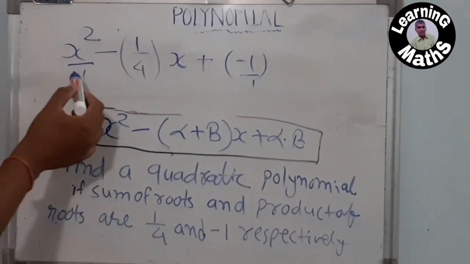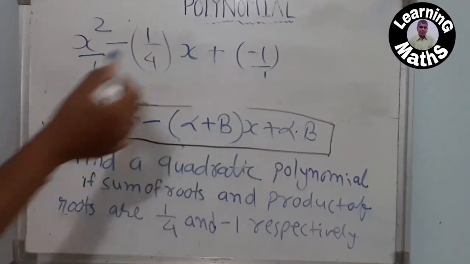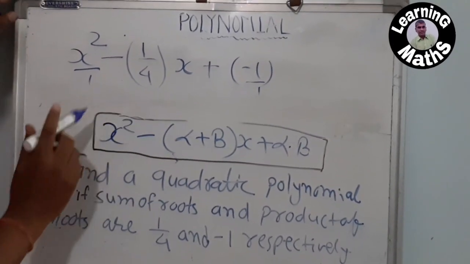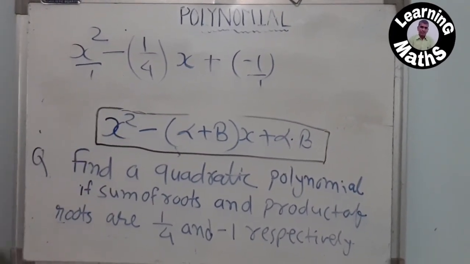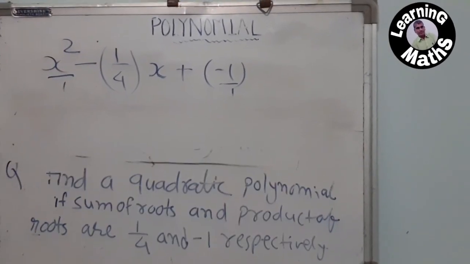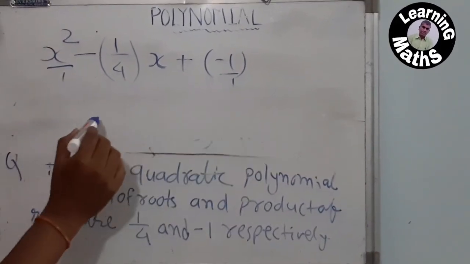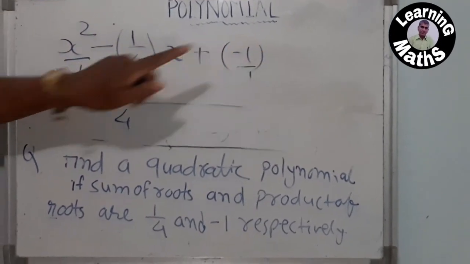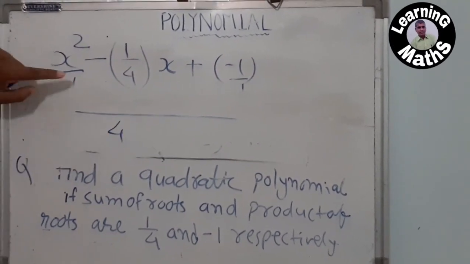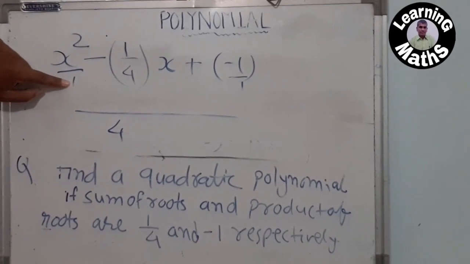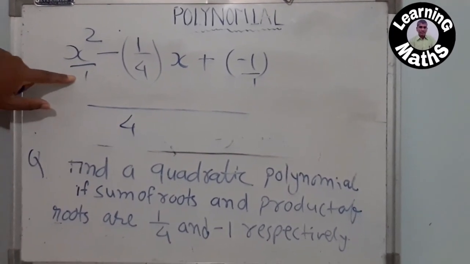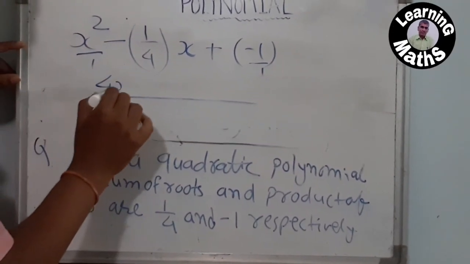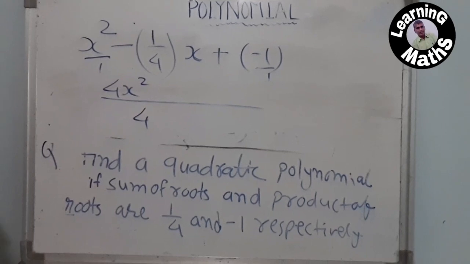Get the LCM of 1, 4 and 1. LCM is 4. And you can have this one. 1, 4, 1. LCM is 4. And like term is, after getting LCM, you have to divide by the denominator. 4 divided by 1, what will you get? 4. 4 into x square, 4x square.